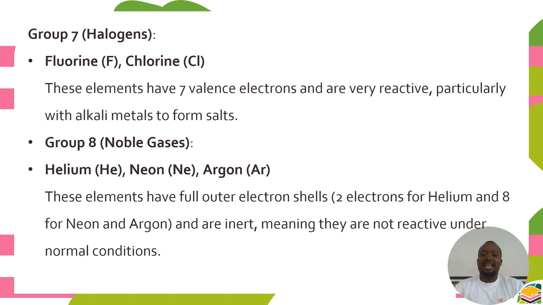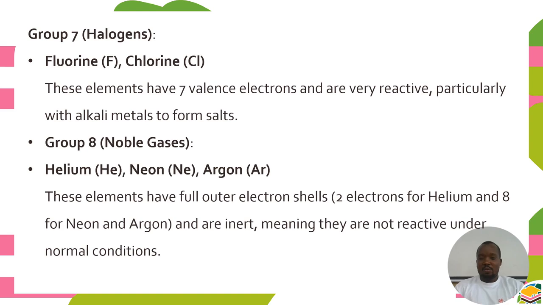Then lastly, the last group, which is group 8, the noble gases. The members include helium, neon, and argon. And these elements are found in group number 8 because their valence electrons have a maximum number of 8, with one exception, which is helium, because helium has 2 electrons.